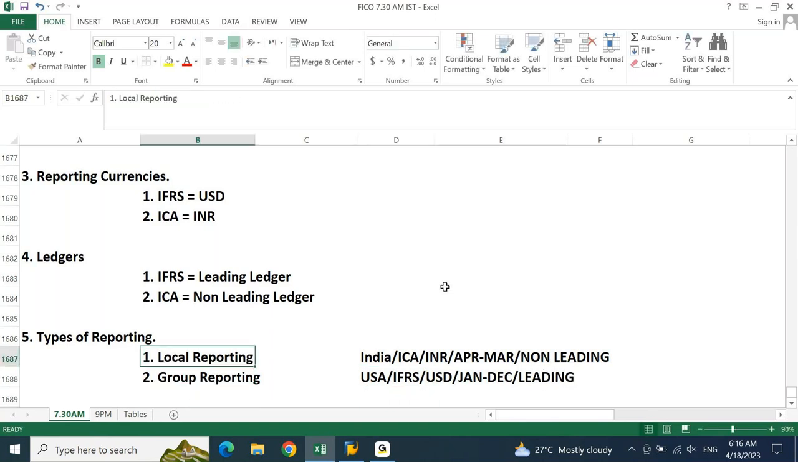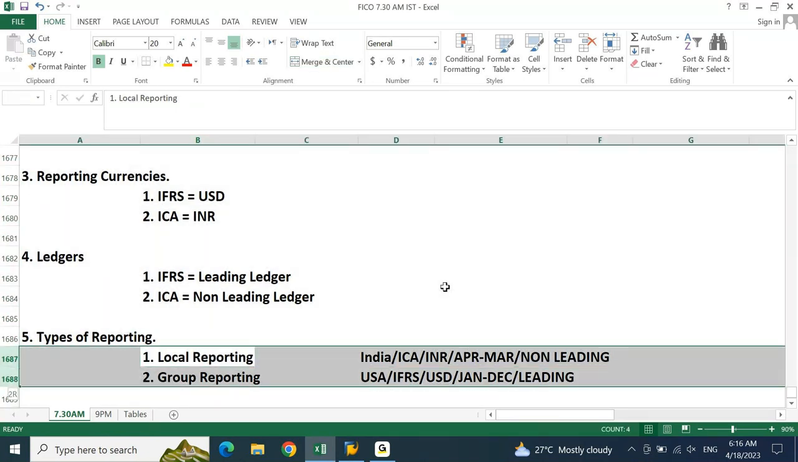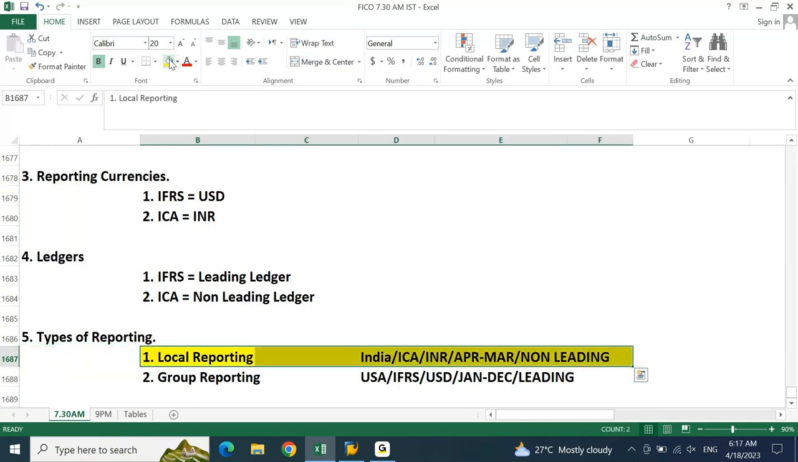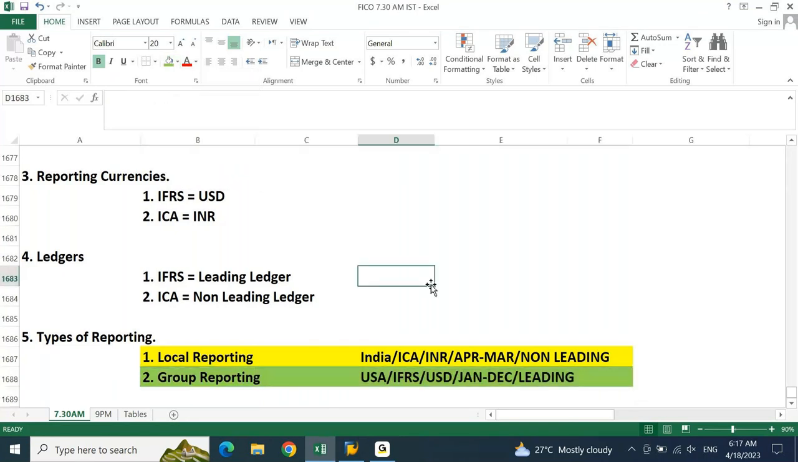Now, are these two statements clear? This one and this one. You are able to understand these two lines. When I say local reporting, I'm talking about I am reporting in the country where I am doing my business. So in our example, we are doing business in India for our company code, which we are defining.